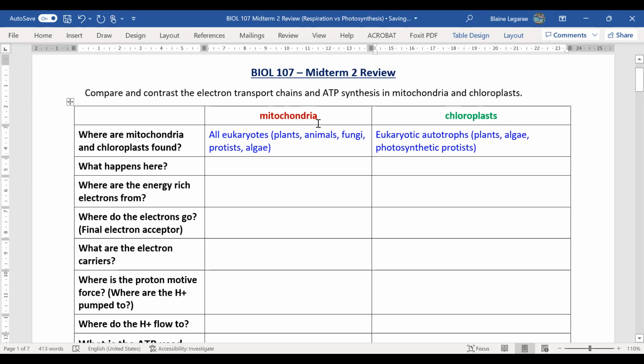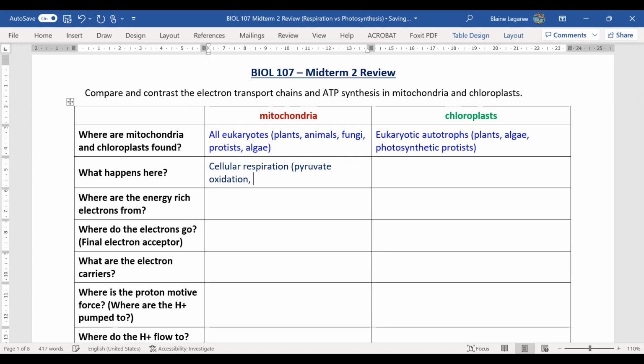All right, so question 2, what happens here with mitochondria? So we could say at a very general level, cellular respiration, but really it's only the last 3 stages, which is pyruvate oxidation. The second step is the citric acid cycle. And the third step, of course, is oxidative phosphorylation.